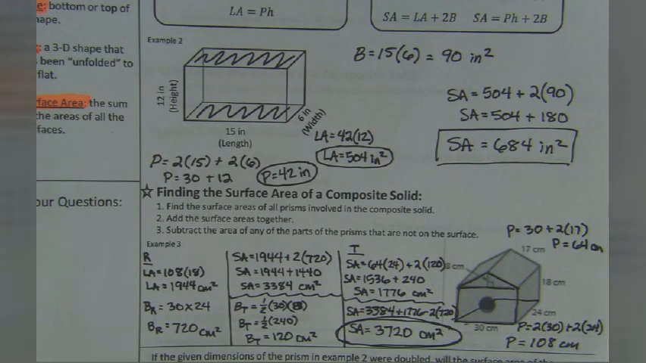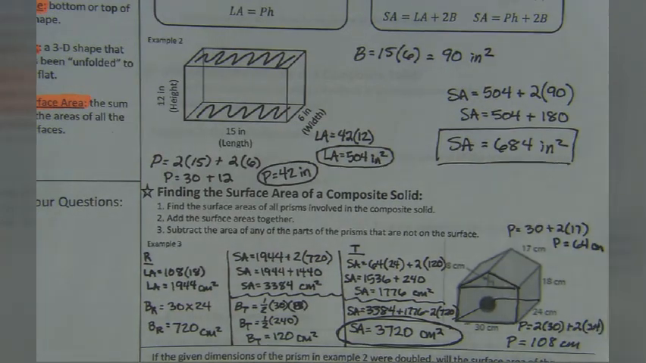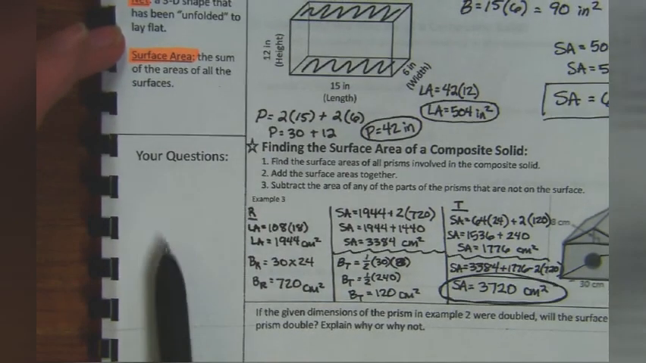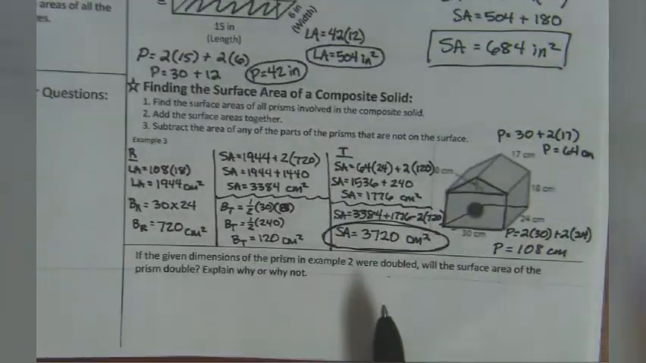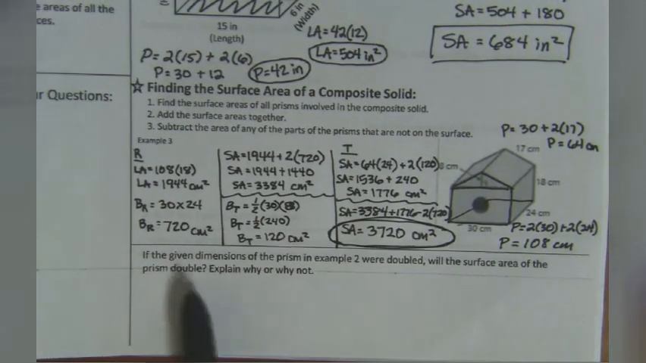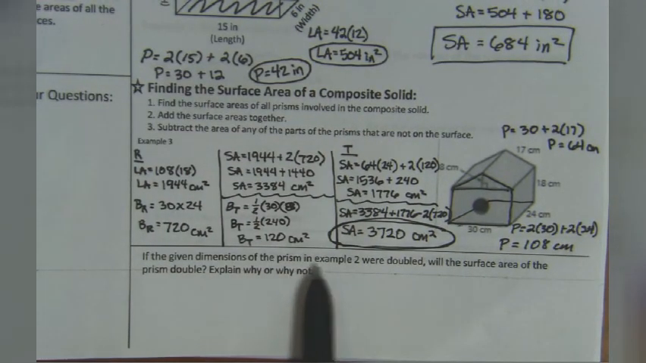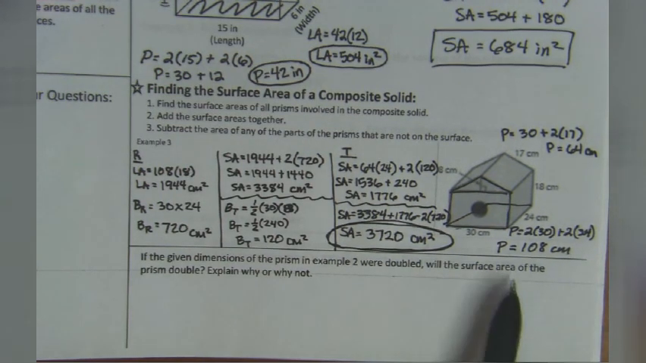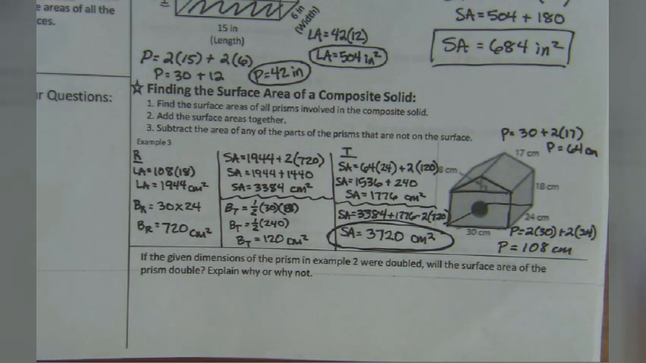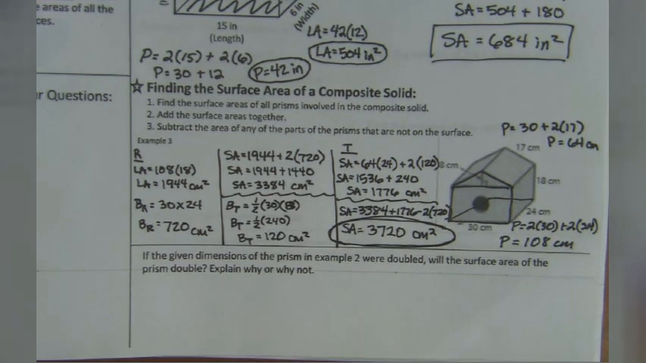Okay, all right, if you guys have any questions from this lesson, please make sure you put them in the Your Question column. And then I want you guys to think about this kind of challenge summary question. If the given dimensions of the prism in example 2 were doubled, will the surface area of the prism double? Explain why or why not. We'll talk about that in class.